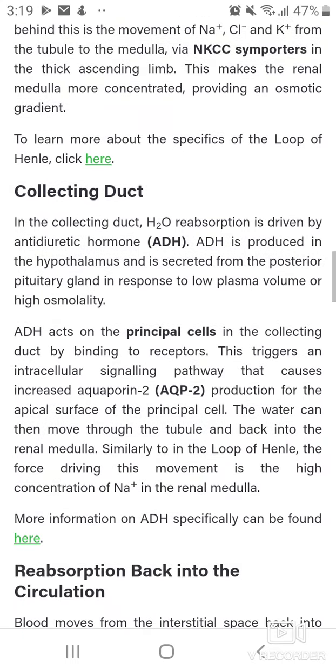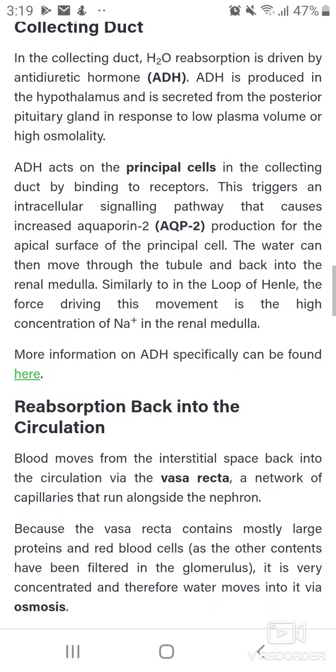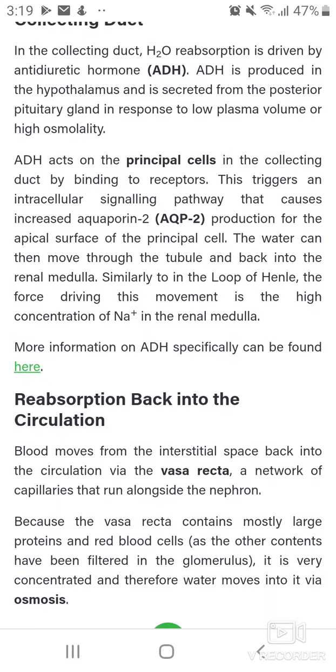Collecting duct. You can see in the collecting duct, water reabsorption is driven by antidiuretic hormone, ADH. ADH is produced in the hypothalamus and is secreted from the posterior pituitary gland in response to low plasma volume. ADH acts on the principal cells in the collecting duct by binding to receptors. This triggers an intracellular signaling pathway that causes increased aquaporin insertion into the apical surface of the principal cell. The water can then move through the tubule and back into the renal medulla.